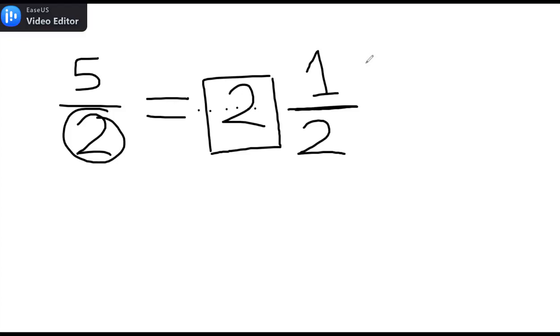Okay. And what is about the opposite? Converting a mixed number into a fraction.